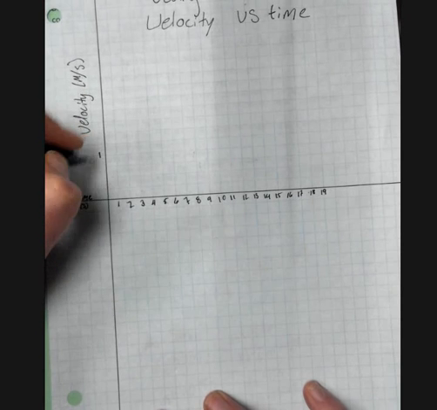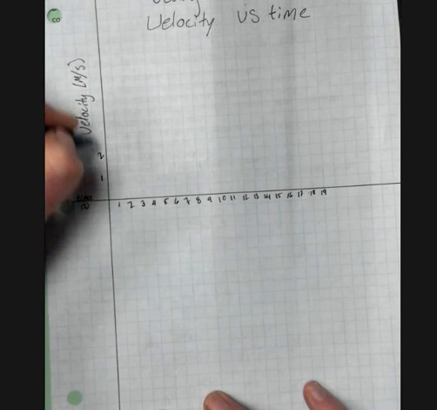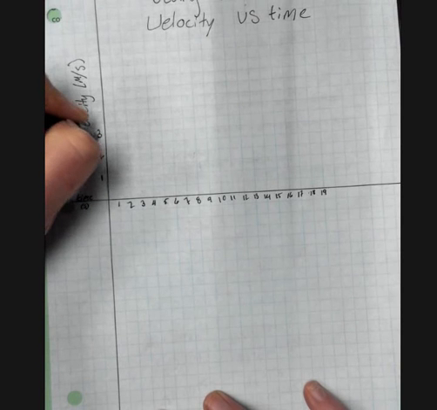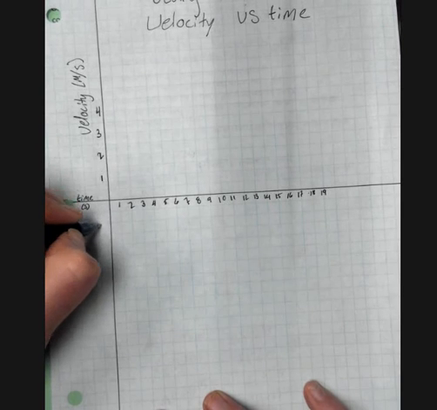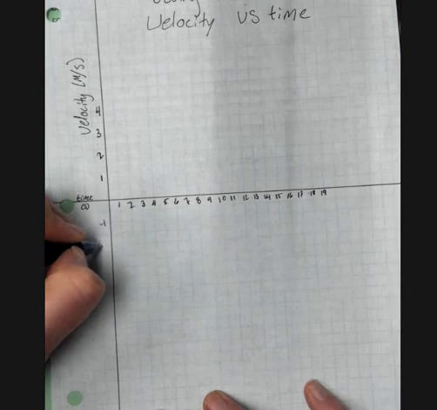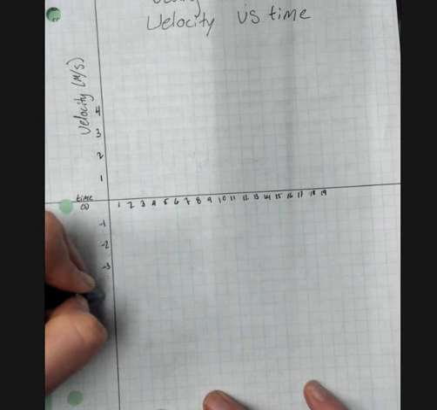I'm actually going to make it, let's see, we'll make this 1, 2, 3, 4, negative 1, negative 2, negative 3, negative 4.